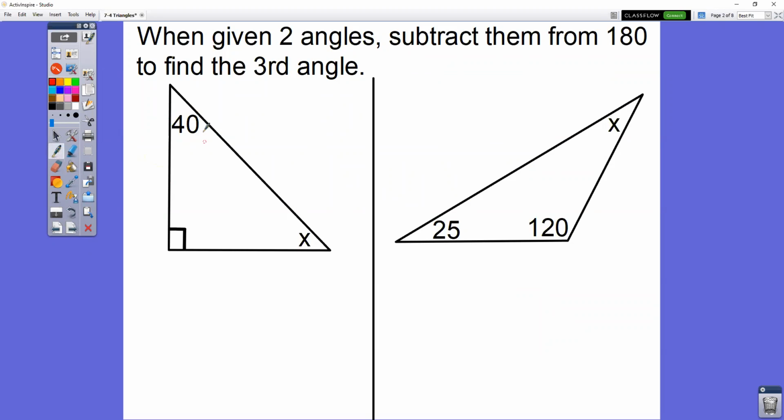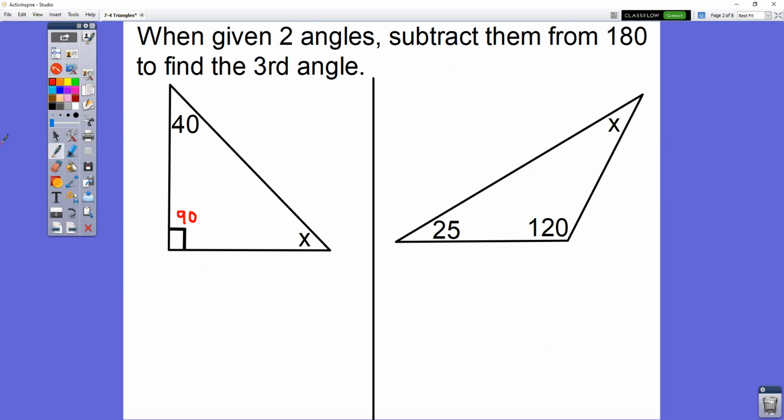You're being given the 40, and you're being given, now remember this little box, even though it doesn't have a degree measurement there, that is a right angle. So this is 90 degrees. They try and trick you that way. So when given two angles, 40 and 90, 25 and 120, subtract them from 180 to find the third angle. So the first type of question that you're going to have today is you're going to be given two angles. You need to find the third missing angle.